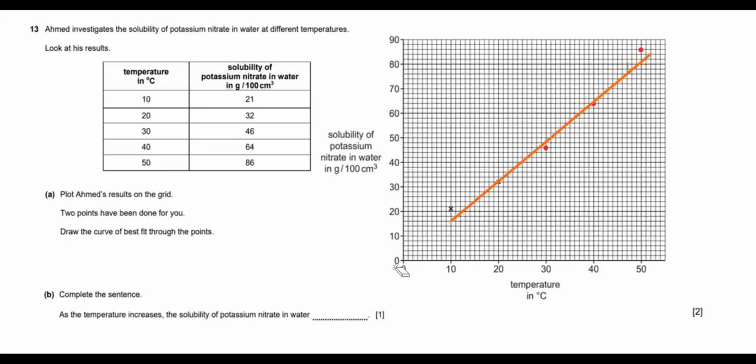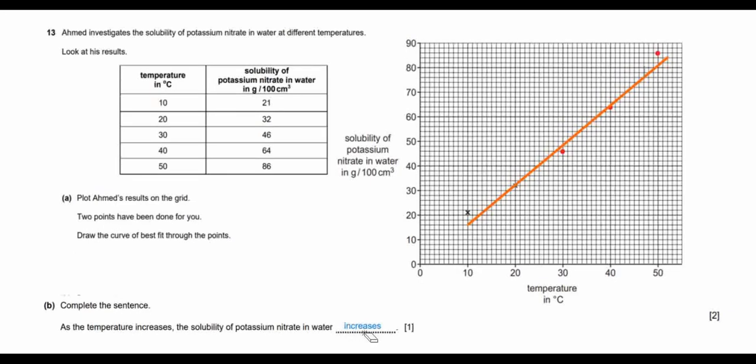Let's move on. Now in question B, complete the sentence. As the temperature increases, the solubility of potassium nitrate in water blank. What to fill in here? 10 seconds. Let's open up the answer. So the answer is increases. We can see temperature increases, solubility also increases, goes up. Next.